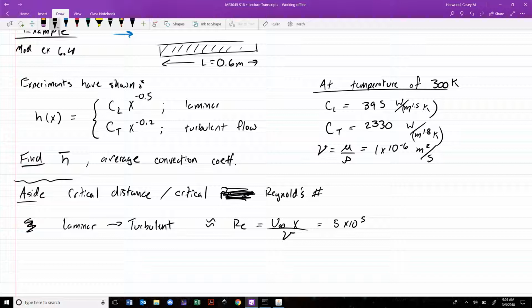So for our flat plate here, x would be measured from the upstream edge, and we would say that the jump from laminar to turbulent occurs at some x such that that quantity equals 500,000. So what we're going to do first is figure out where that jump occurs on this plate, and then we're going to see how we would use that to work out the net average convection coefficient across the plate.